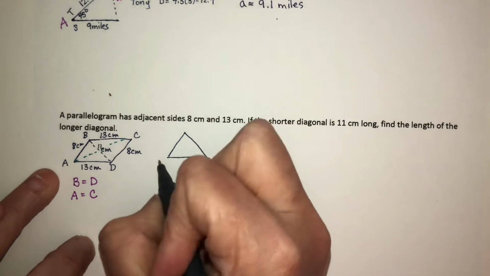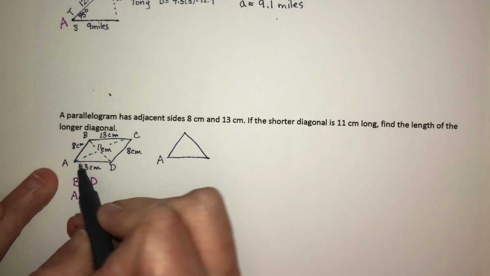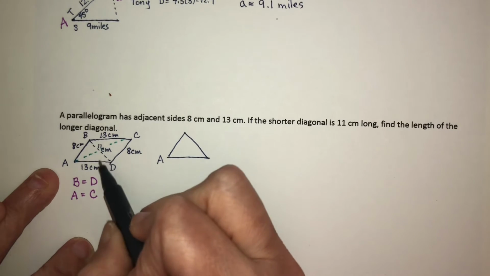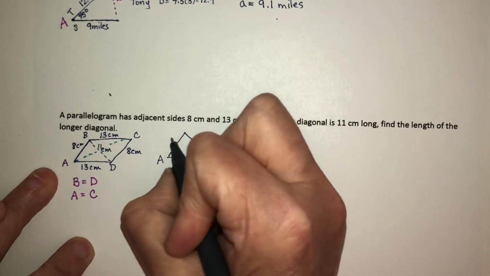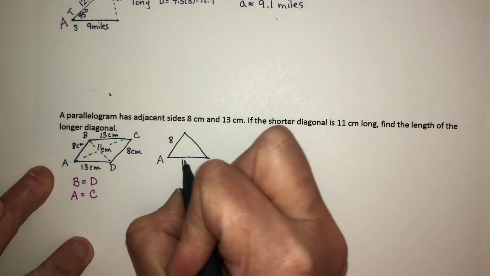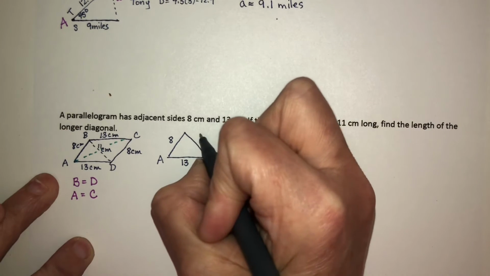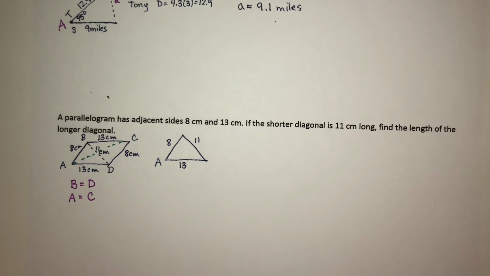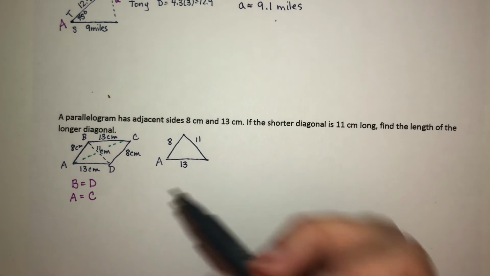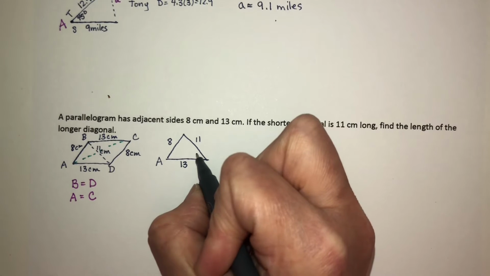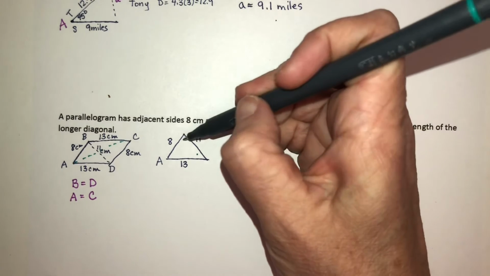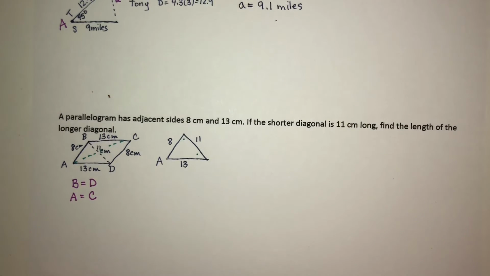Okay? So this is angle A for sure. Now this angle is not all of angle B, and this angle is not all of angle D. This side is 8, this side is 13, and I know this side is 11. One other thing I know is that this angle right here is half of D. This angle right here is half of B. Good things to keep in mind.